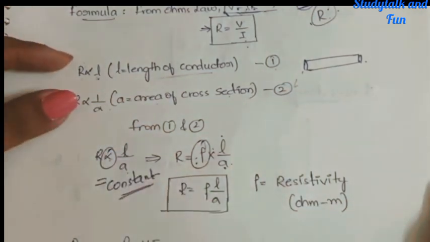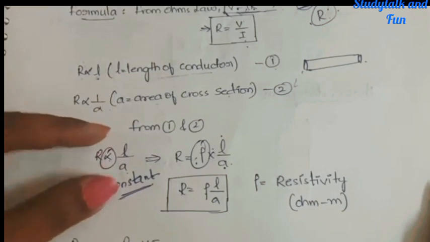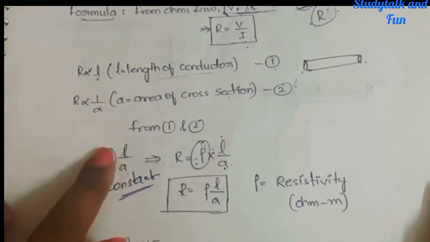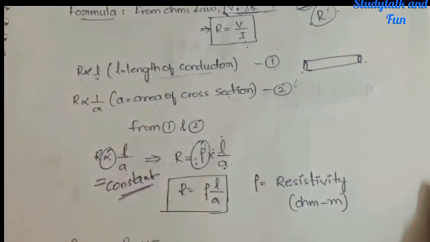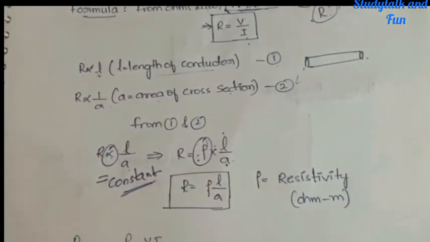So if you combine these two equations, you get R is directly proportional to L by A, and on removing this proportionality, you get a constant. That constant is nothing but the resistivity. Okay, and we have another formula also. Basically, this formula is to calculate the power.